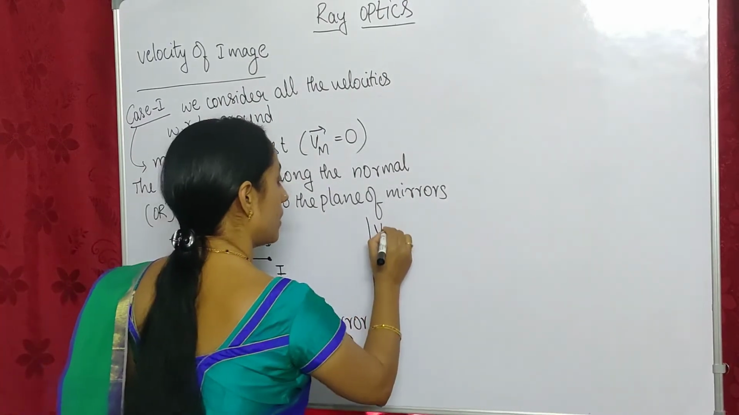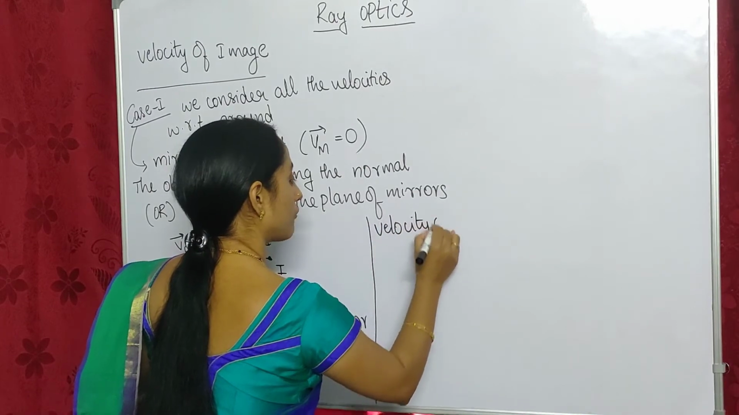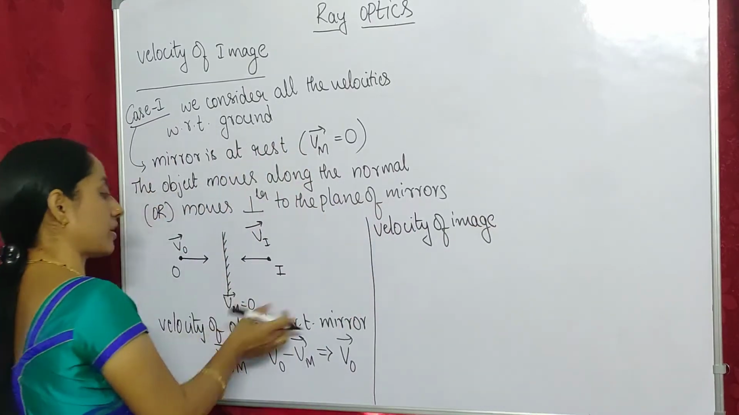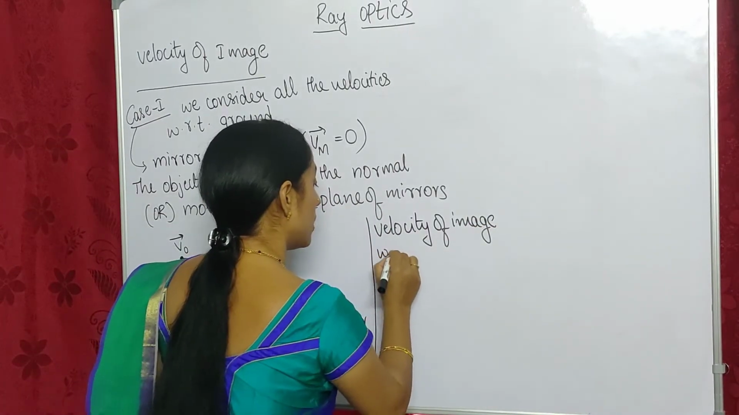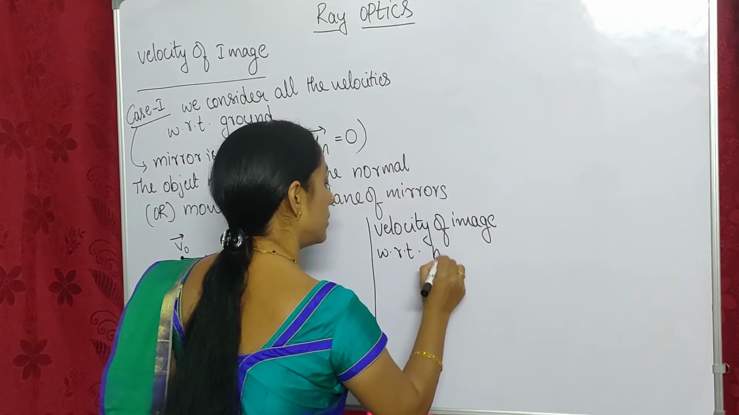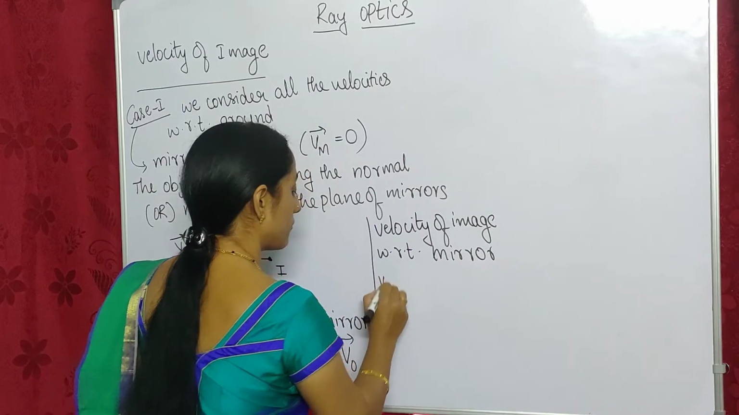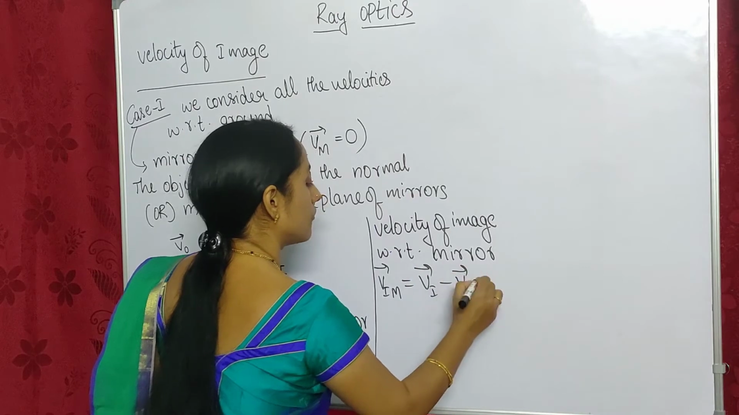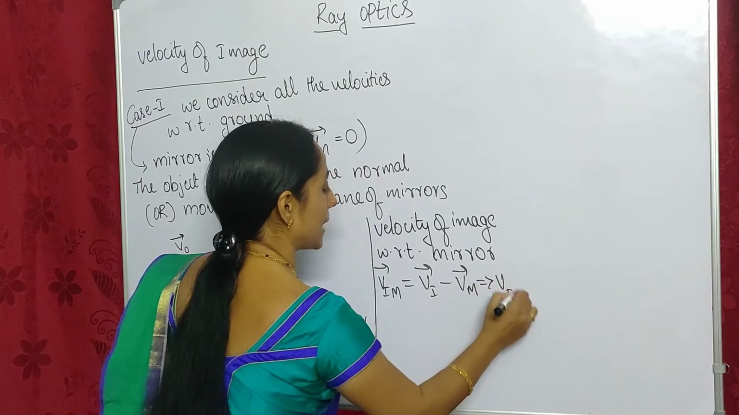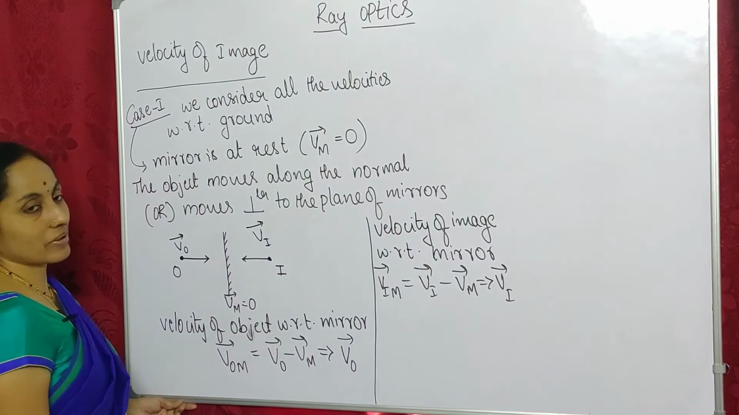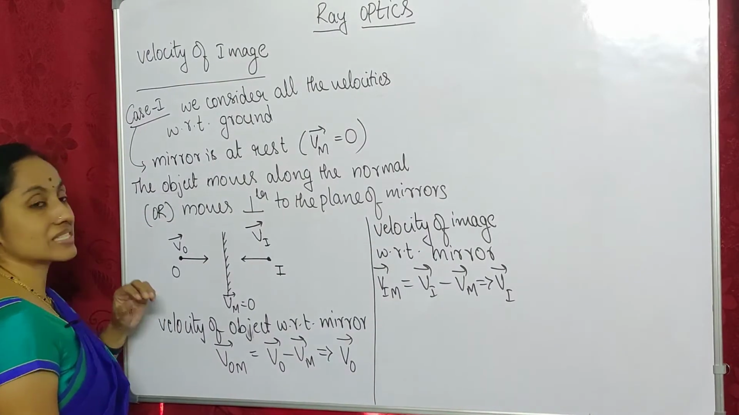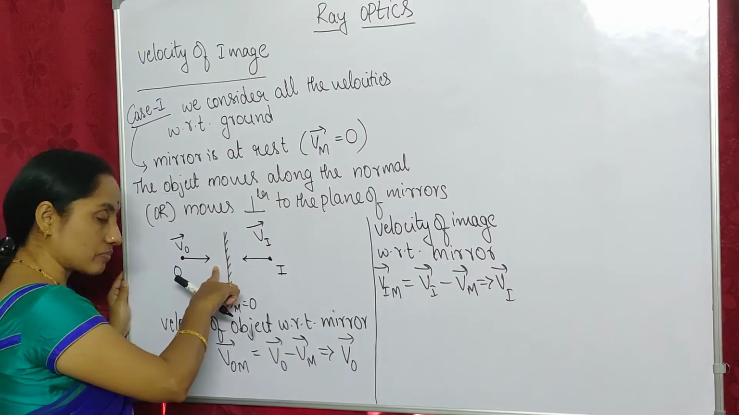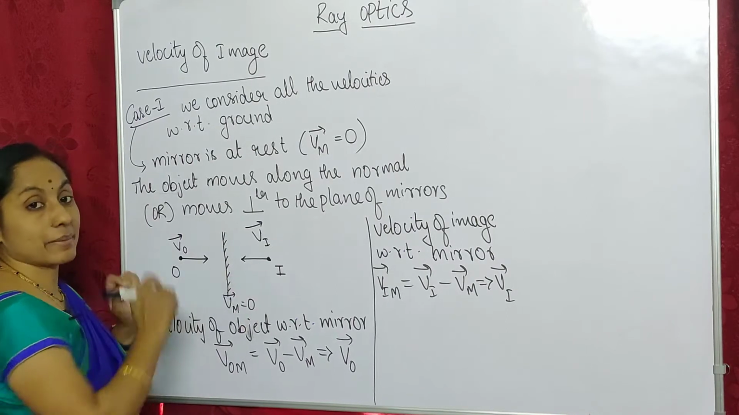Now let us write velocity of image. Velocity of image can be found out with respect to mirror and with respect to object also. We'll see both. First with respect to mirror. So how should I write? Vim bar is equal to Vi bar minus Vm bar. We know that Vm is 0, so it is the same Vi bar. Now one important point here is, with whatever velocity the object is moving, with the same velocity the image also moves.